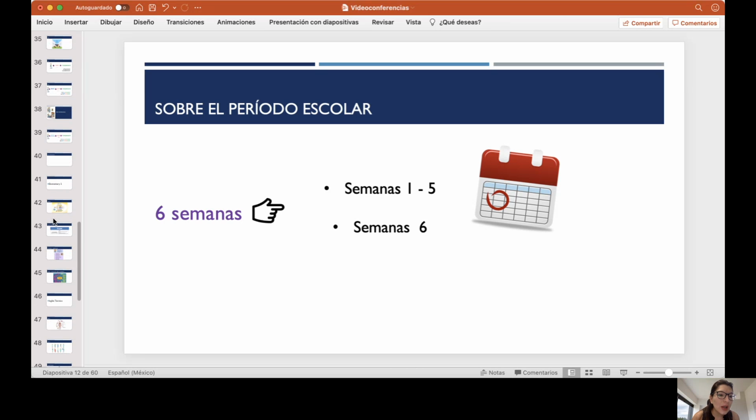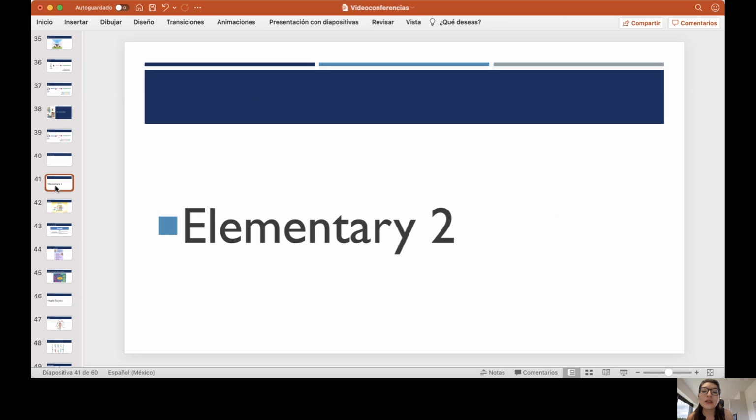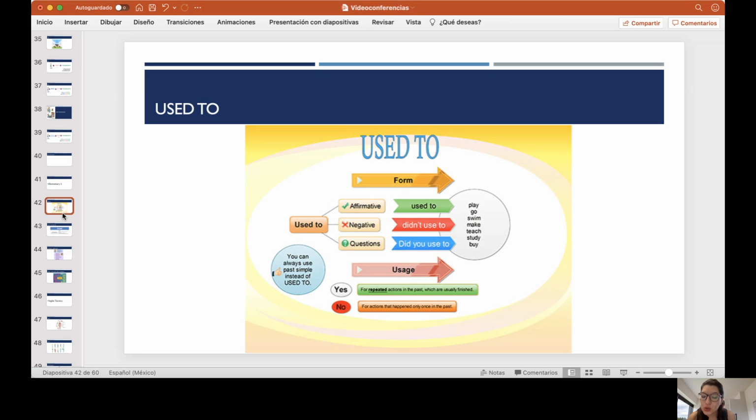Okay. So now I want to check what's happening on elementary 2. The first thing that we practiced was used to. You did a great activity about the things that we used to do in the past and the things that we're doing right now in the present. The structure of this form, in affirmative, negative, and question, is in past simple. So we're using the same structure as we use in past simple because it's something that we did before.